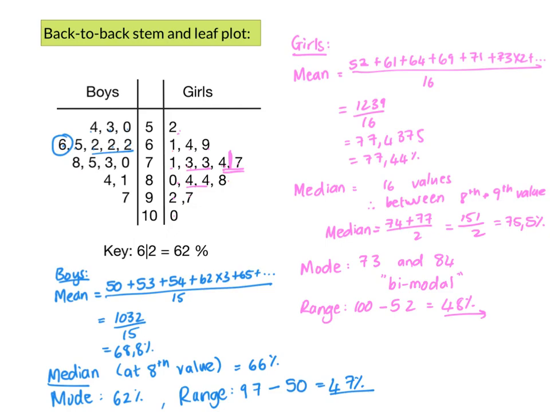Lastly, if I look at the mode, it seems like the mode is not that much help. The mode for the boys is 62, and the mode for the girls is 73 and 84. And I don't think there's enough modal values to really be a huge contribution. But you could say that for the girls, the mean, the median, and the modal values are all higher. So I would say that the girls performed better in this test than the boys.